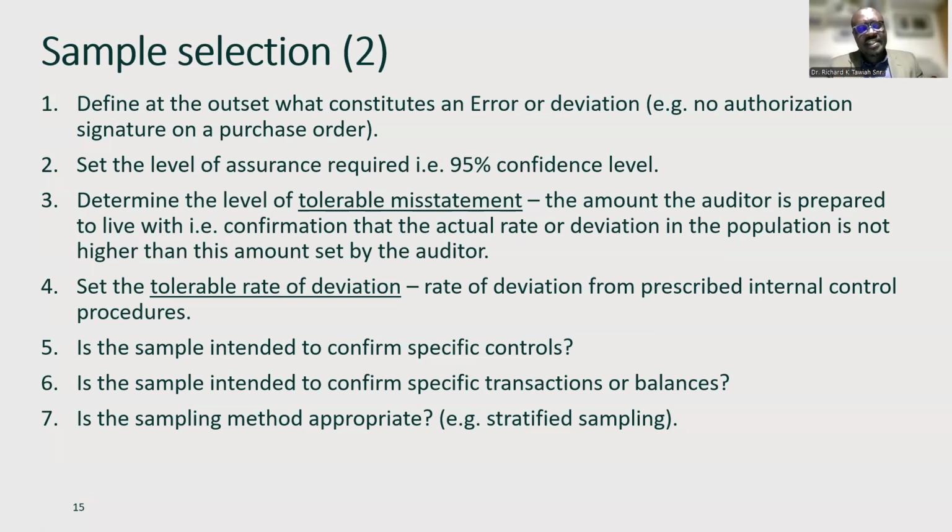All right. Then set the tolerable rate of deviation: when it gets to this level, we can't deal with it, we can't live with it. Now, is the sample intended to confirm specific controls? Is the sample intended to confirm specific transactions or balances? Is the sampling method appropriate? Are we using random sampling, stratified sampling?